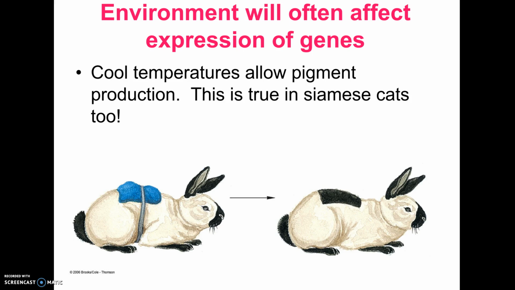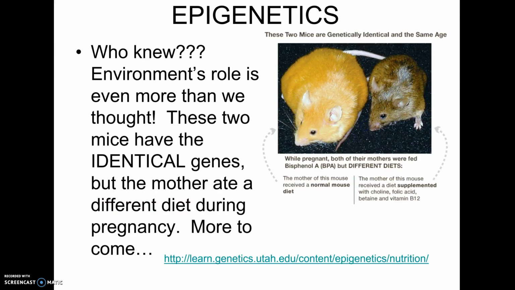It's not like that. And even more interesting, I think, is epigenetics. This is something we're just learning about now. So these two mice are genetically identical. The only difference is that they have two different moms. They were both exposed to a chemical called BPA, but one mom had a diet that was supplemented with folic acid and B12 and some other things. The mouse on the right is completely healthy. The fur is obviously a different color. The one on the left has obesity, high cholesterol, a whole bunch of problems. Clearly.